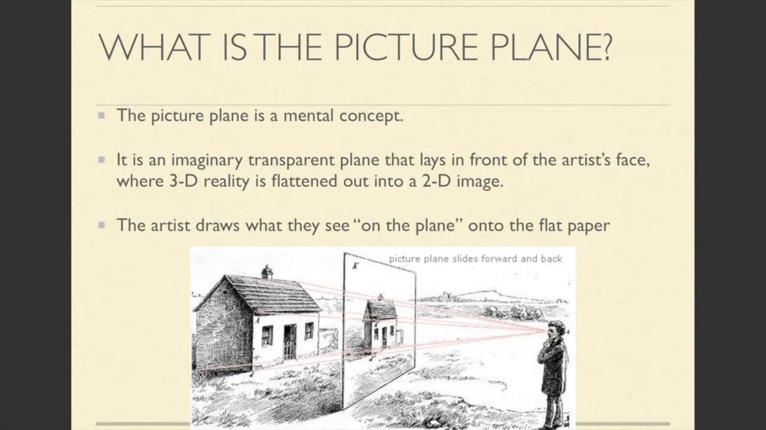And what's behind that window is flattened out onto this 2D plane, and the artist is going to draw what they see on this 2D plane onto the flat paper. And of course there's interpretation in what they draw from the plane onto the paper, but this mental concept helps you to understand what you're trying to do.